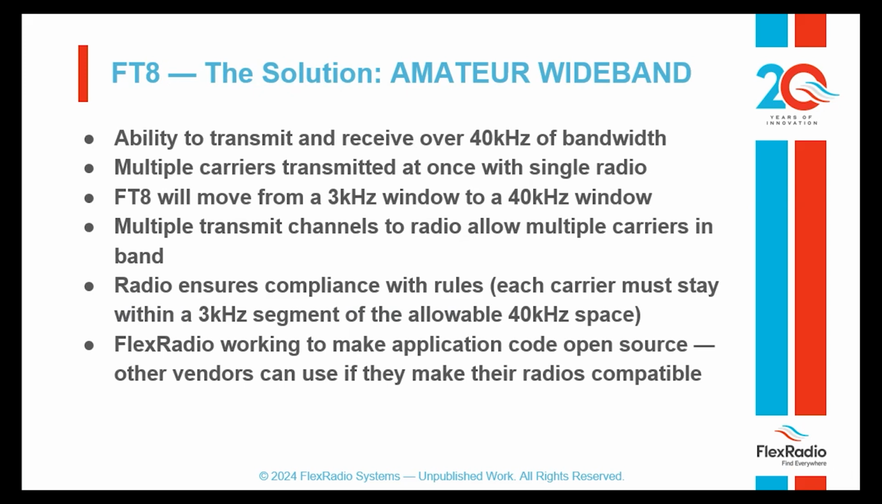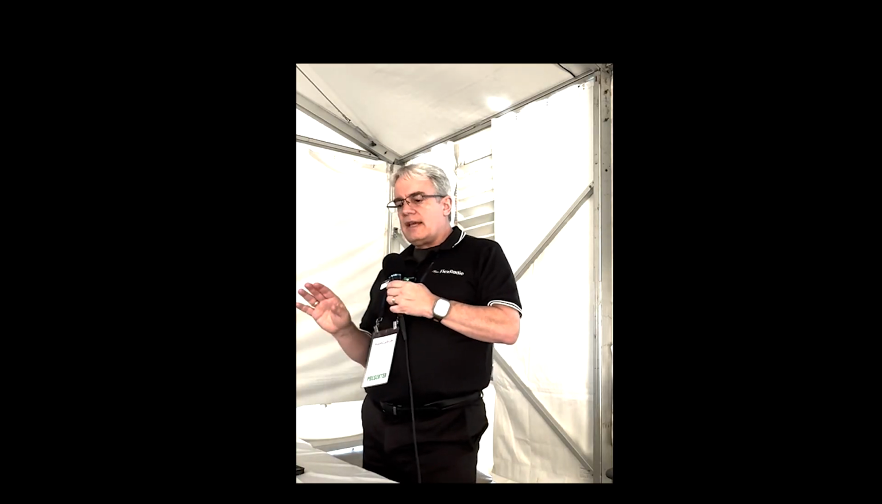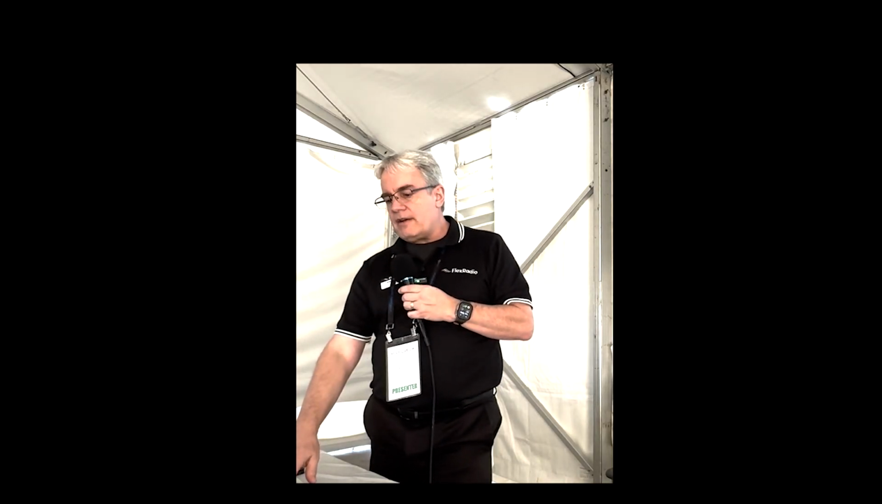So with the 8000, we're going to introduce what we call amateur wideband, which is the ability to transmit and receive over 40 kilohertz of bandwidth. We'll even allow you to transmit multiple carriers in that 40 kilohertz with a single radio. And this is before any changes are made to WSJT or any of the other FT8 software. Now, this may be something they decide they want to change and allow you to do in a different way, but this is something we're putting in the radio.